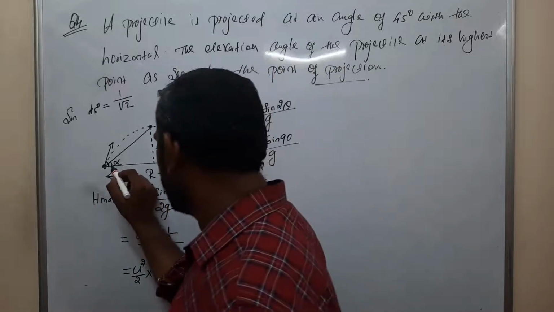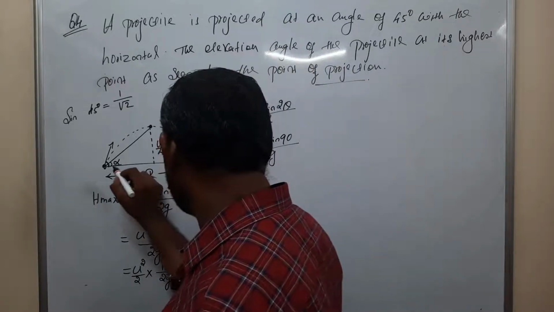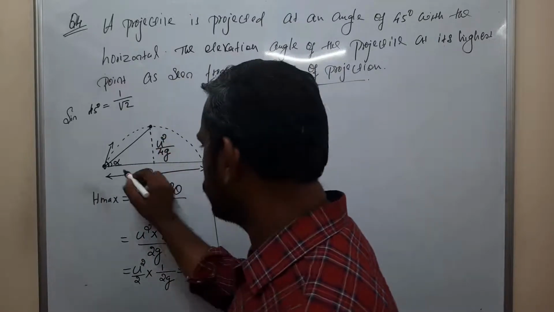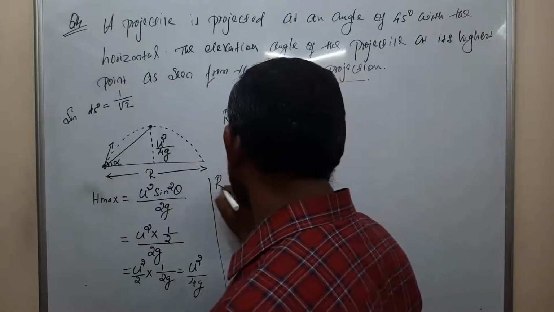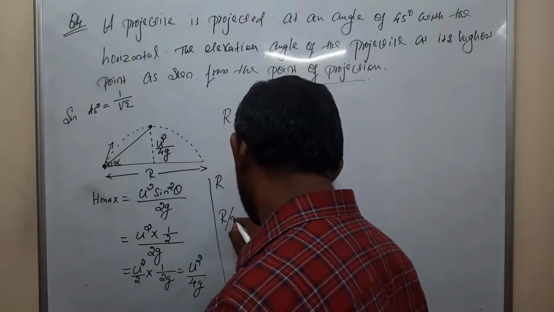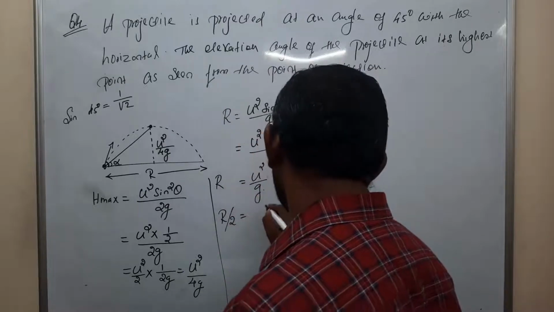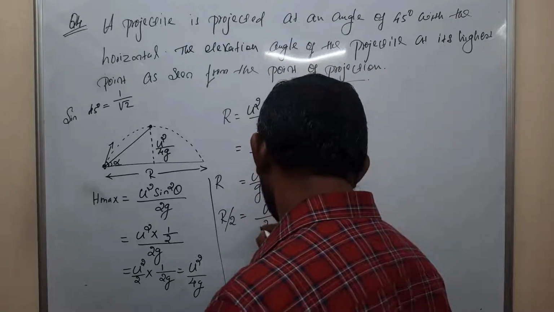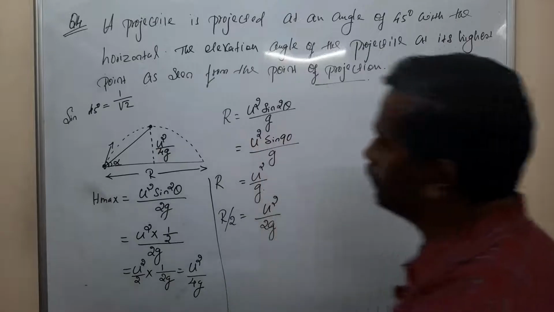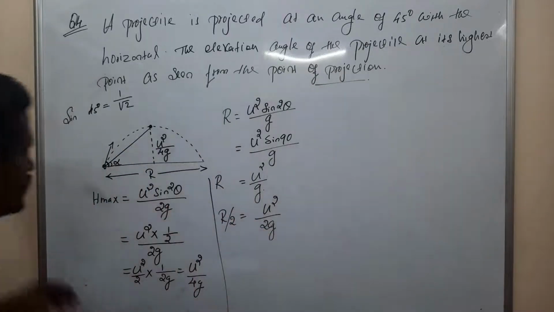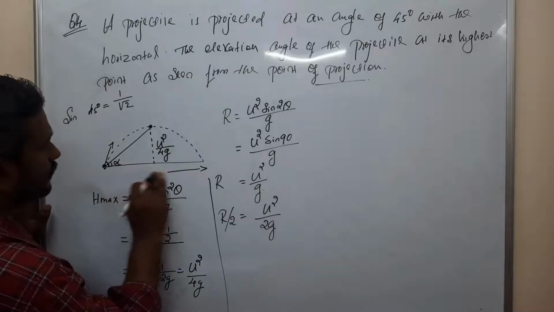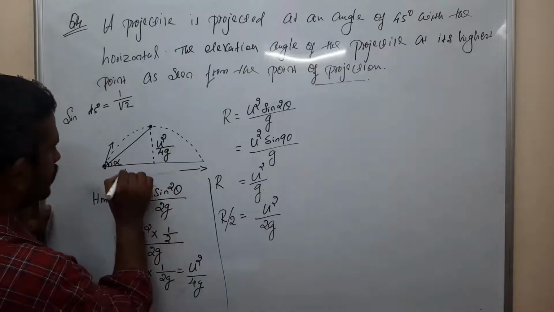So we have to find R by 2. So this much total distance is R. So we have to find this much distance, that is R by 2. Okay, so this is R by 2. R by 2 is equal to U square by 2g. Okay, U square by 2g. So what is R by 2? That is this much of distance, that is U square by 2g.